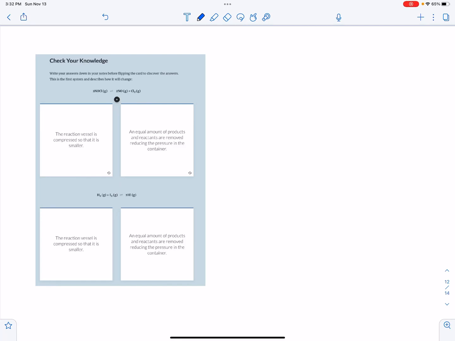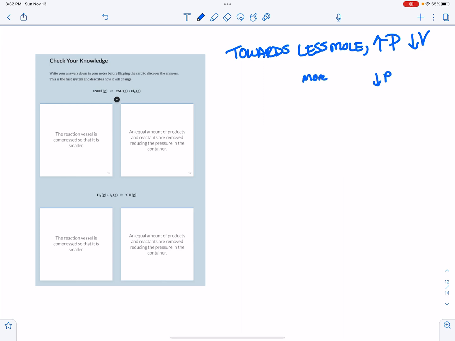So for these problems, I always learned it one way and I always felt like it helped. So if you always go, and this is the way I learned it, towards less moles when you increase pressure. And again, then I write down the opposite for the V, decrease volume. And so then the reverse would be true, and I don't have to remember that one because I just know that it is the reverse.